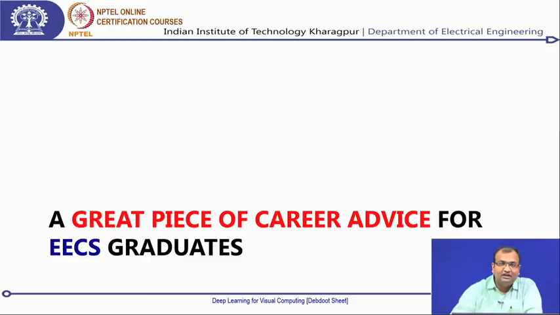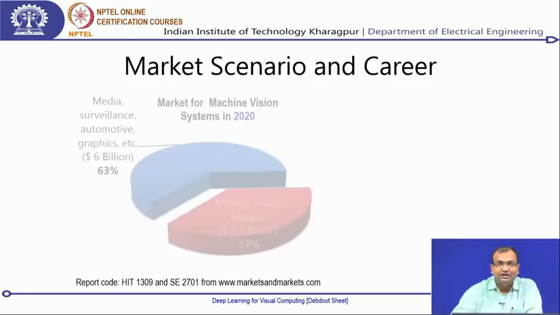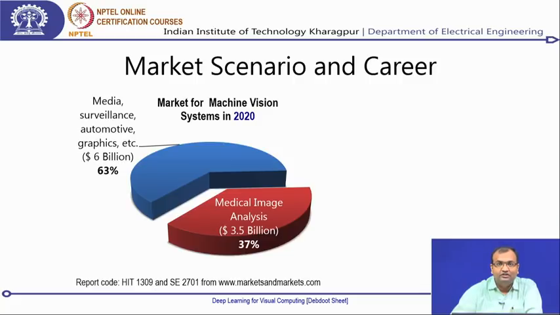And the major reason I say this is based on the statistics which we know about the market scenario. So how it goes is something like this. Within another 2 years or so, I'm assuming most of you would be graduating by that time, or might have already been in the market. This whole market is pitched somewhere around $9.5 billion US, and that does not just include media, surveillance, automotive and graphics, but a major chunk of it is related to something which impacts all of us very practically, and that's medical image analysis.